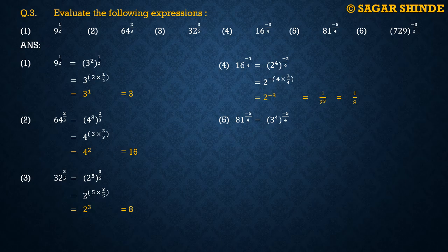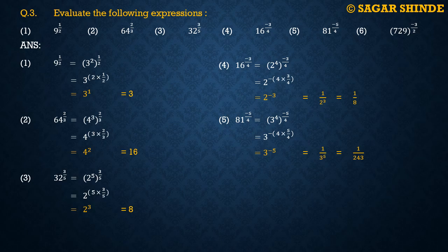So we will try to write base 81 as the fourth power of some number, and we know that 81 is nothing but the fourth power of 3. So that can be written as (3 raised to 4) whole raised to minus 5 by 4. Again we see that there is power of power. So if there is power of power, we will multiply the powers. The minus sign we have taken common, and multiplication of the powers is 4 into 5 by 4. 4 will get cancelled, so this will be equal to 3 raised to minus 5.